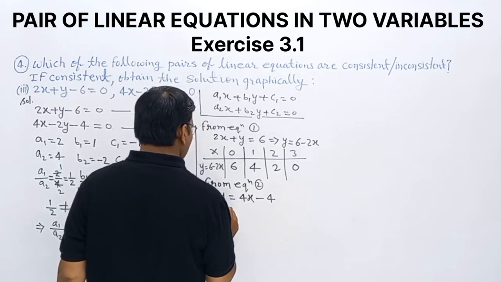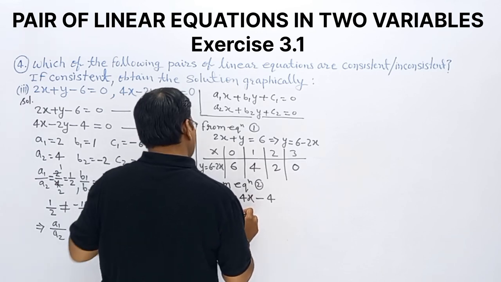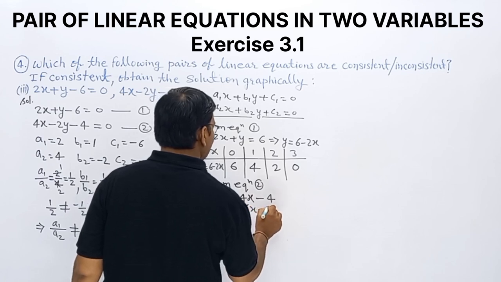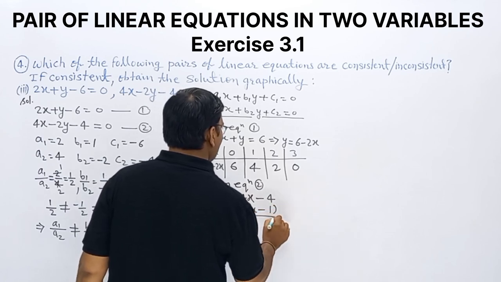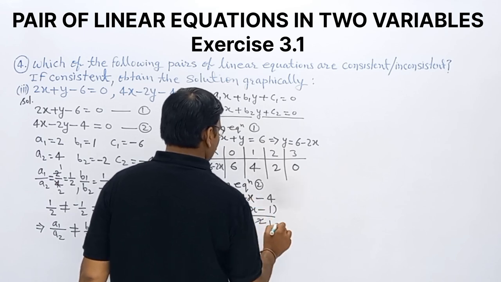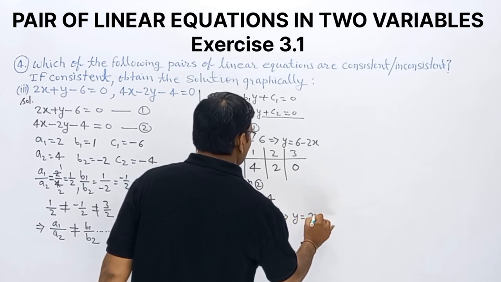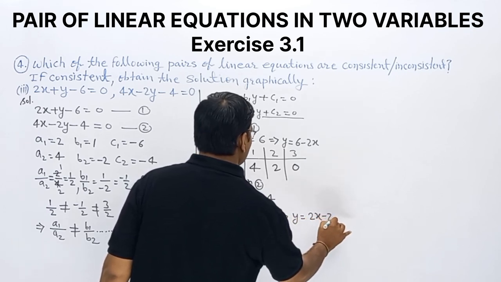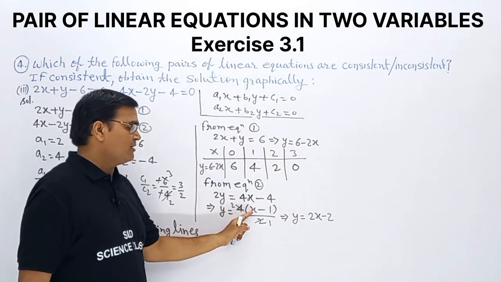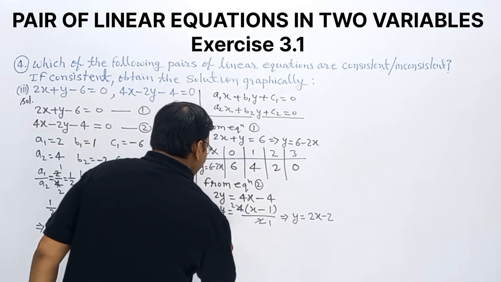Now take 4 as common. Observe this one. y can be written as 4 times (x minus 1), divided by 2. So 1 time, 2 times it is going. So y will be equal to 2x minus 2. Clear? Multiplying, we get 2x and minus 2.